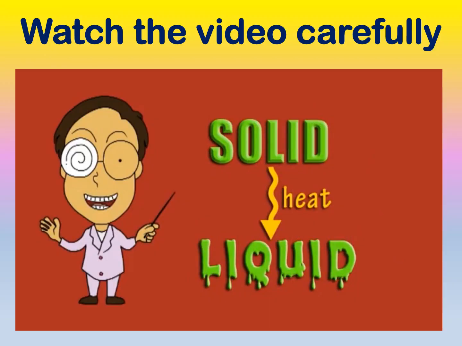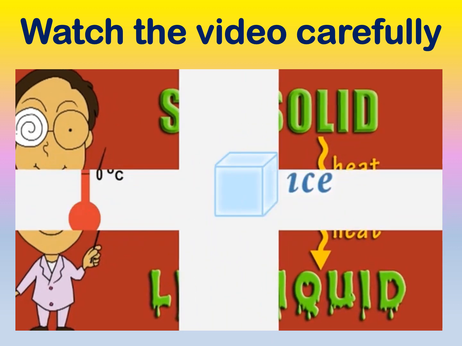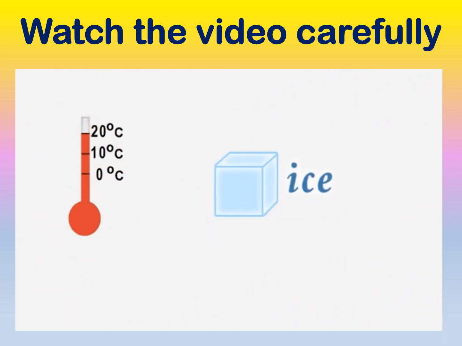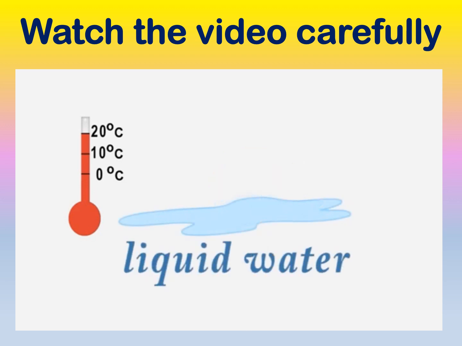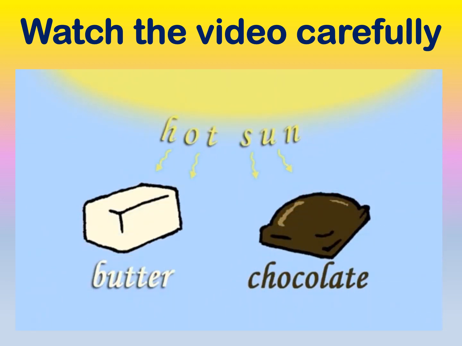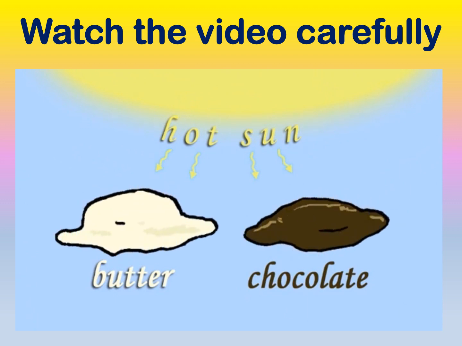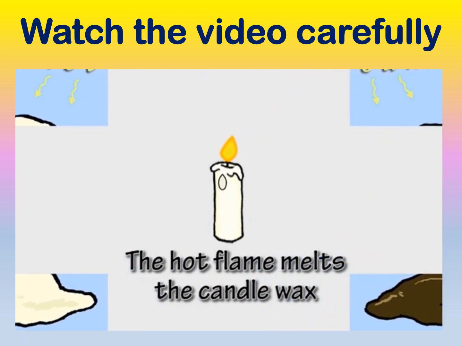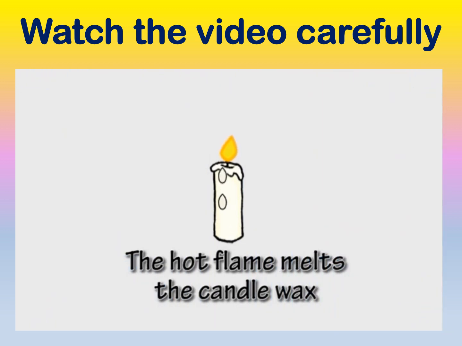Some solids melt and become liquids when they are heated. For example, ice will melt into liquid water if you leave it at room temperature. Chocolate and butter will grow soft and melt if they are left sitting in the hot sun. And wax near the flame of a burning candle will melt and drip down the side of the candle.